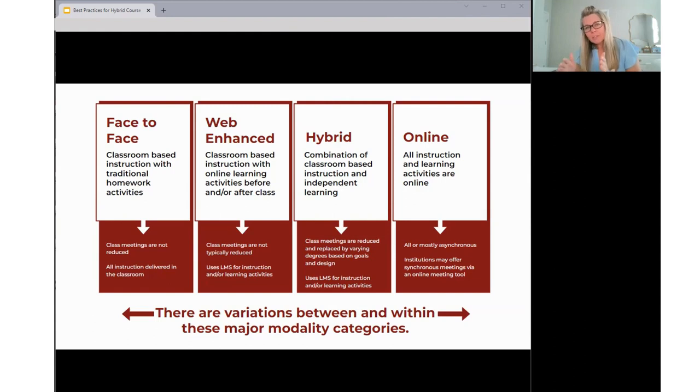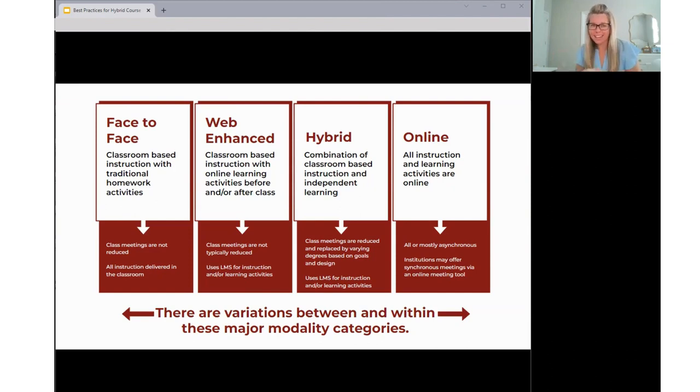Then you have this next version, which is called Web Enhanced. Again, this is classroom-based instruction. It might have some online learning activities before or after class. And still, students are coming to class for every scheduled class meeting. The class meetings are not typically reduced. So it just has these elements that live within the learning management system: activities, videos to watch, or readings to take care of before they come to class. And then after class, they might go home and work on some assignments and submit those to Canvas. That would be more of a web enhanced modality.